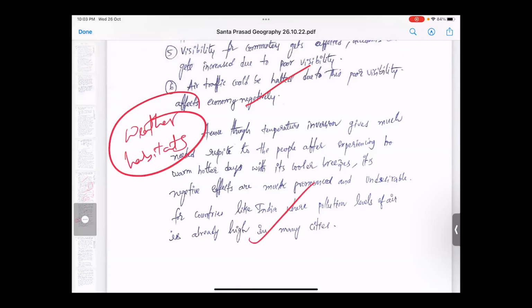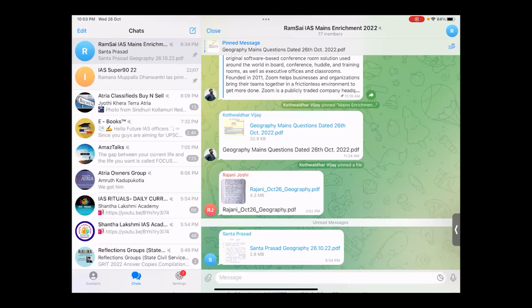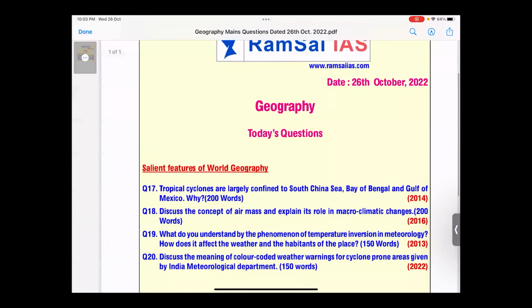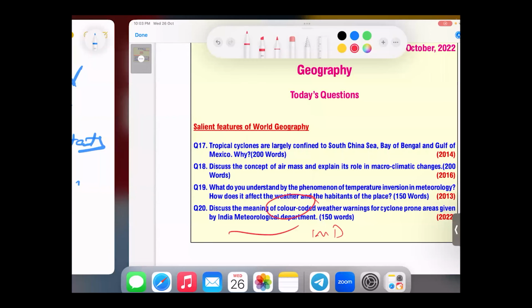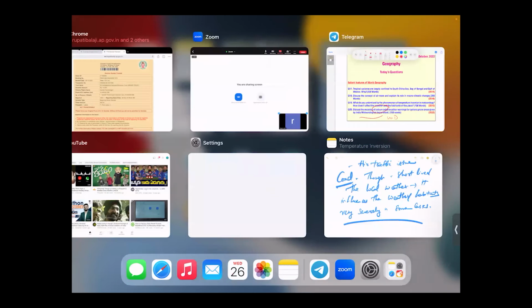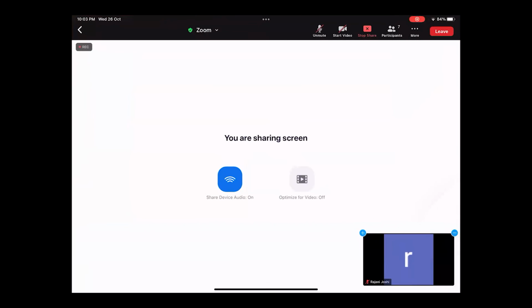Okay, sir. See the last question. Discuss the meaning of color-coded weather warnings for cyclone-prone areas given by IMD. It's a straightforward, factual question. You can see that these kinds of factual questions are coming of late. So be prepared for it.